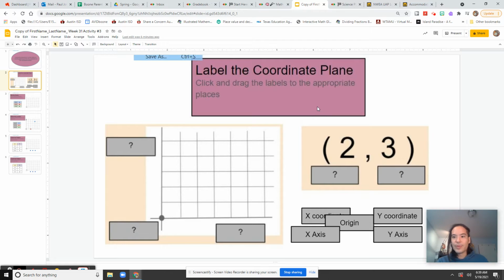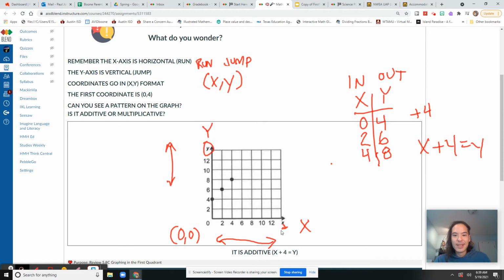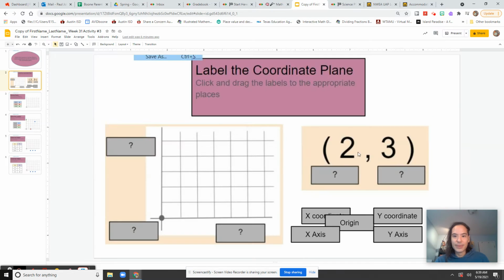It's very, very much review, all the stuff that we've done before. So on this, you're going to label your x-axis, label your y-axis, label the origin, label your x-coordinate, and label your y-coordinate. Isn't that what we did already? So I want you to go ahead and remember what we did. We've labeled all these things already. X-axis, y-axis, origin. Here's your x-coordinate, your y-coordinate, right? It's all there. It's the same stuff, right?